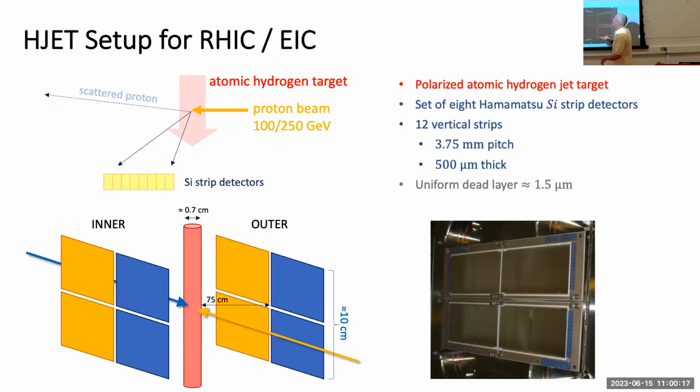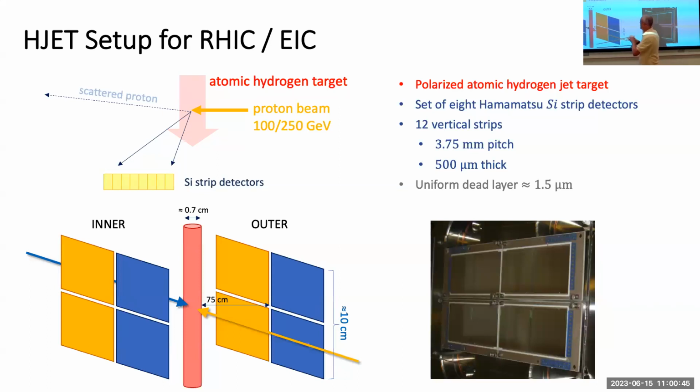So a little more cartoonish here. We have this atomic hydrogen target in red here, which has a certain size. We have the beam that comes in. The scattered proton in this case goes right down the beam pipe. The momentum transfer is really, really small, right? Less than 10 MeV. And the recoiled protons then go in the direction of the detectors here. And what we're using are these silicon strip detectors.